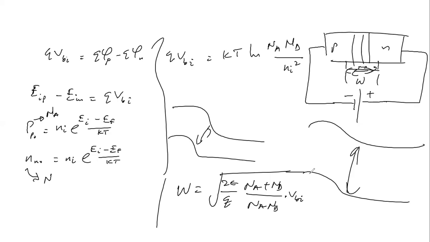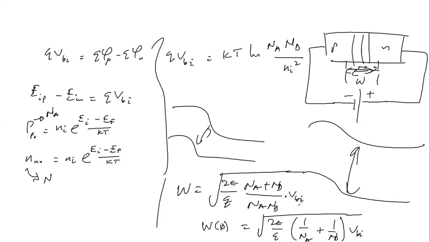Such that if we now consider this in equilibrium, then we have this, which is the same as the square root of 2 epsilon over Q times 1 over NA plus 1 over NB times VBI. So I want you to take note of this expression.